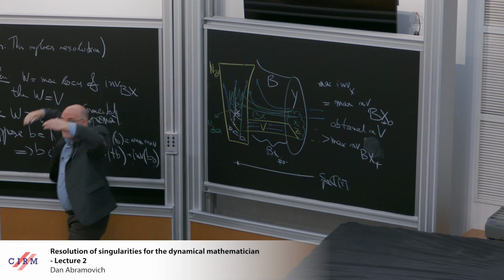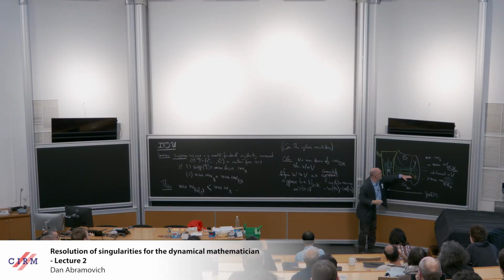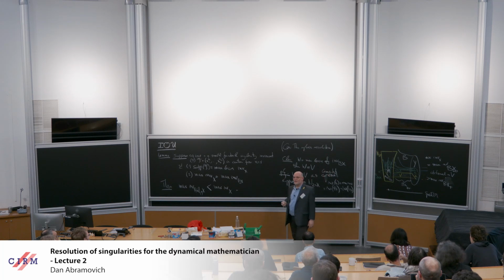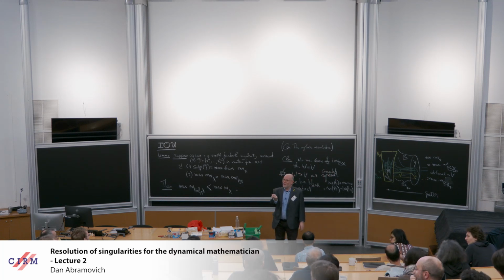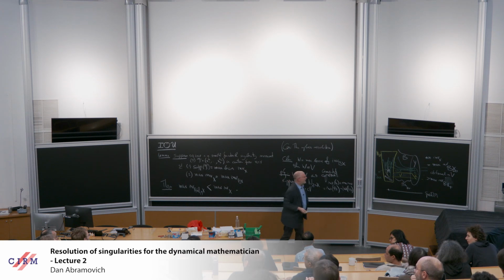So Bx plus is the part that I get when I remove V. Right? Jarek, you seem to be confused. How do you know this? Okay.